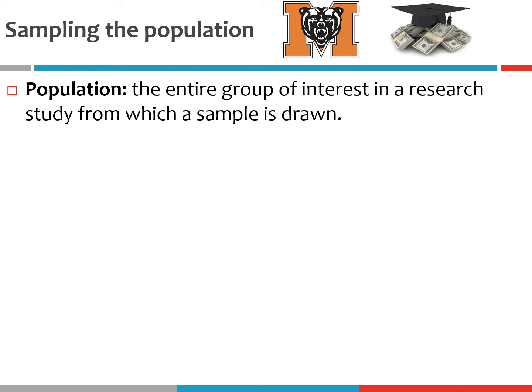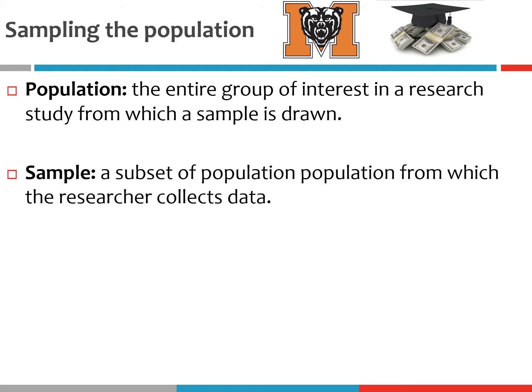So rather than question everyone in the entire population, researchers can simply study a subset of the population, and that subset is called a sample, right? So a sample is a subset of the population from which the researcher collects data. So using what we learn from the smaller group or the sample, we can make inferences concerning the larger population.